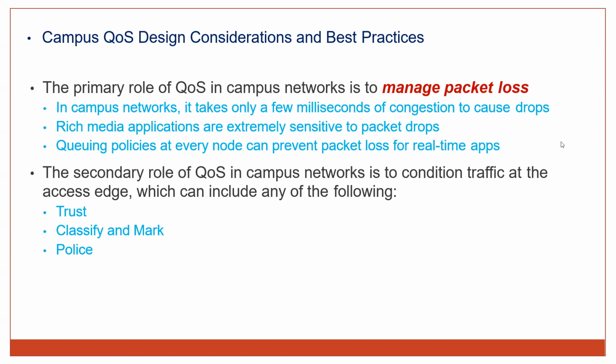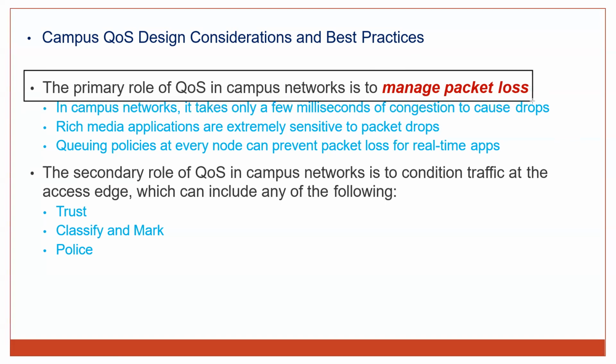We'll see that we can apply QoS in two places: over the LAN link and over the WAN link. How we are applying it, you'll come to know. So here you can see the primary goal of quality of service. Clearly, the primary goal is to manage packet loss.